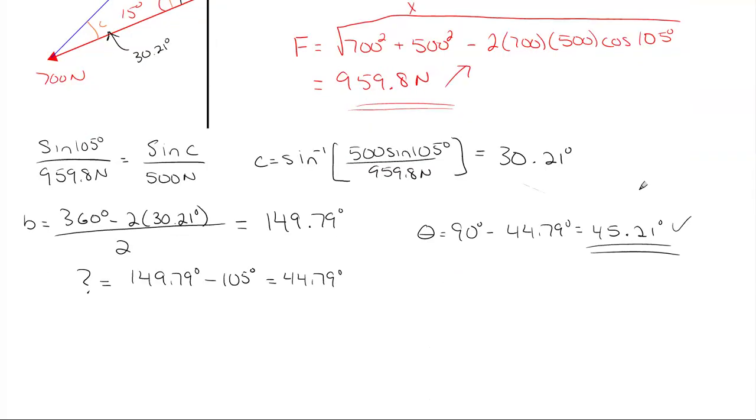So in the end, my F force would look something like this. If I draw my X and Y axis here, I would have my F force at 959.8 newtons, and it would be 45.21 degrees off of that x-axis, and that would be my overall answer to what F force at what angle makes the resultant of 500 newtons occur in the positive y direction.